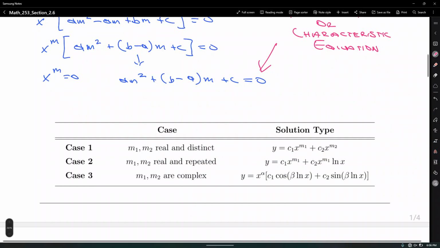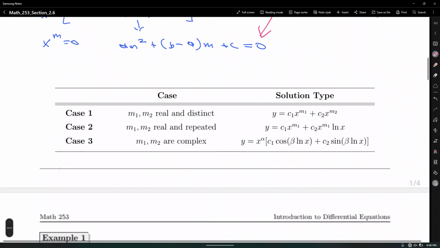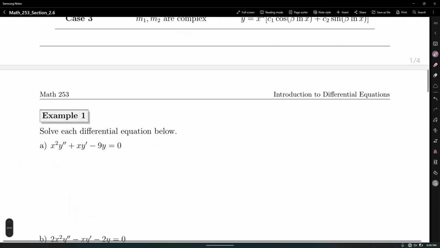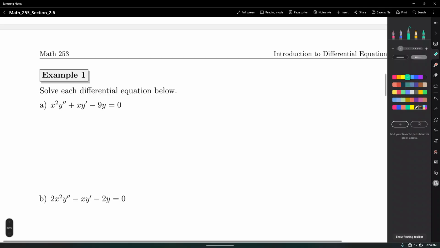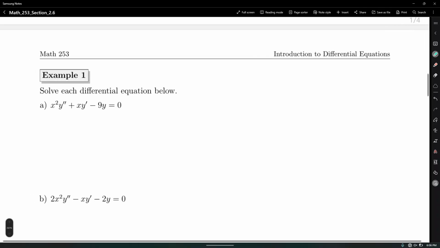All right, guys, how about we look at some examples? Okay, solve each differential equation below. x squared y double prime plus xy prime minus 9y. Okay, let's identify the way we're going to do these equations. This is going to feel a little bit like learning how to solve quadratic equations for the first time when we used to write a equals 1, b equals also 1, and c equals negative 9.